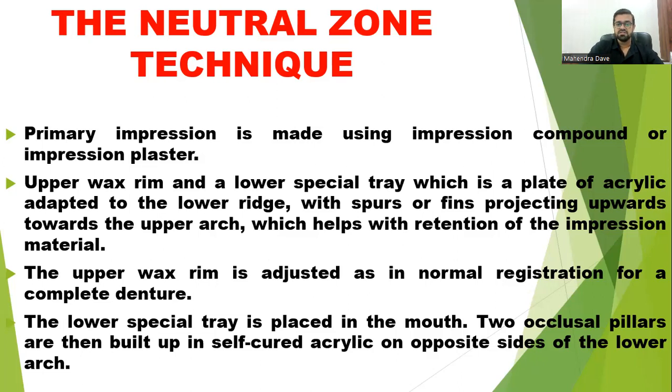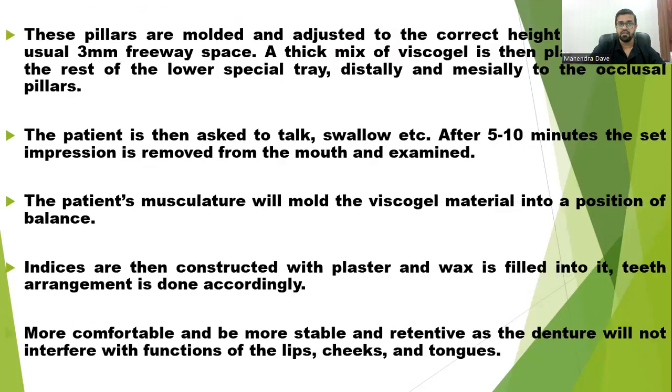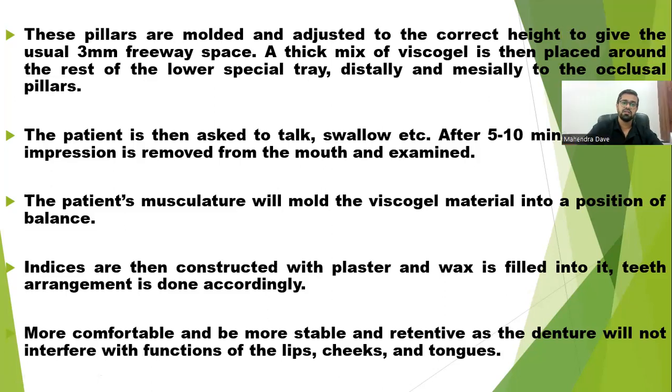The upper wax rim is adjusted as in normal registration for a complete denture. The lower special tray is then placed in the mouth. Two occlusal pillars are then built up in self-cure acrylic resin on the opposite side of the lower arch. These pillars are molded and adjusted to the occlusal height to give a usual 3 mm interocclusal space.